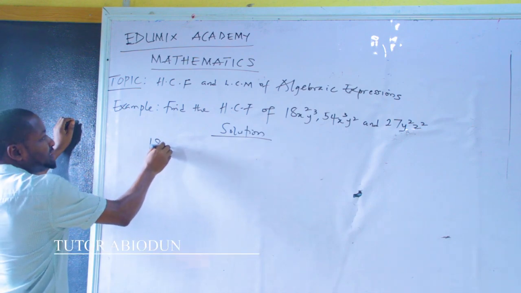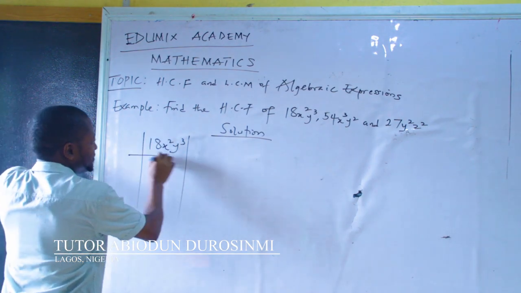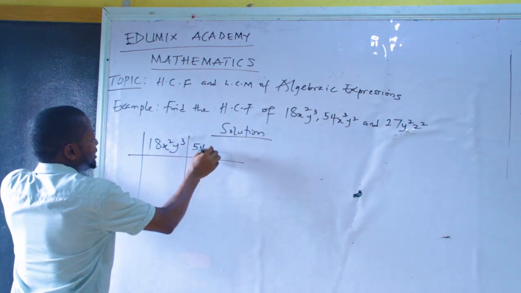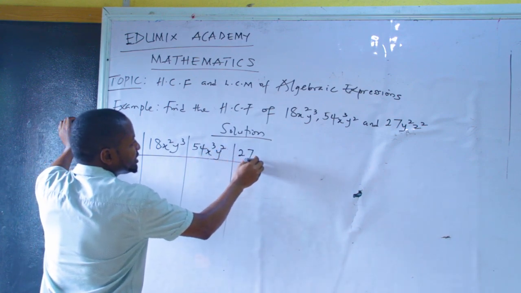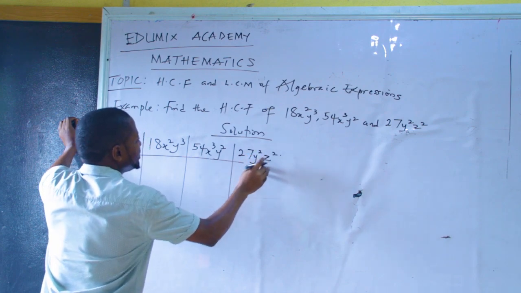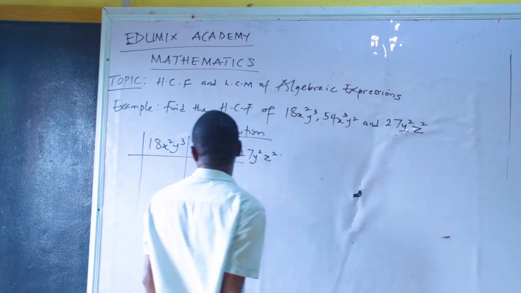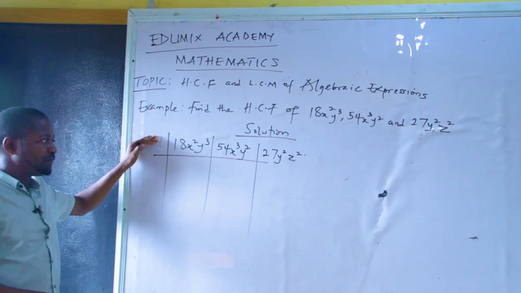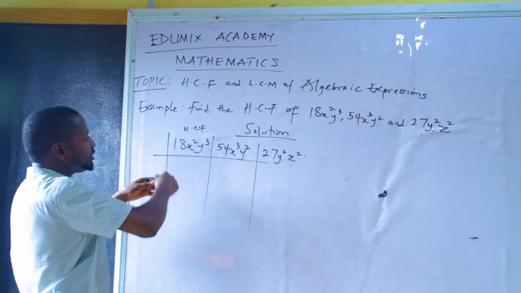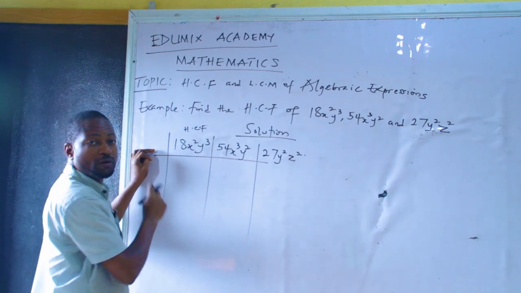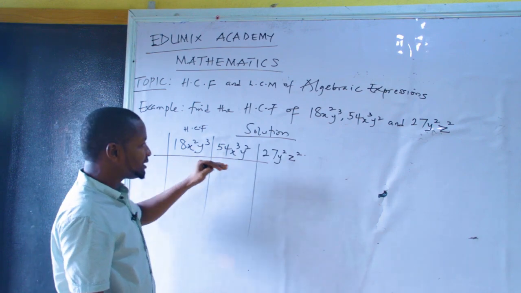Similarly, HCF of 18x squared y cubed, you use columns as usual. Then 54x cubed y squared. Then the third algebraic term is 27y squared z squared. Now, because it is HCF, put it at the back of your mind: you are solving HCF, not LCM. You have to use a number or a letter that is common to the three of them. Whatever you use to divide must divide the three of them.